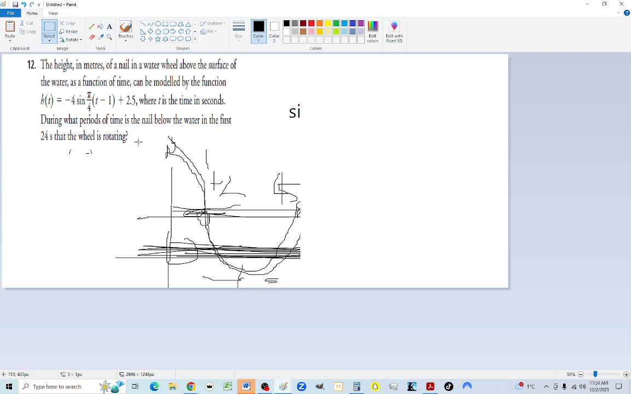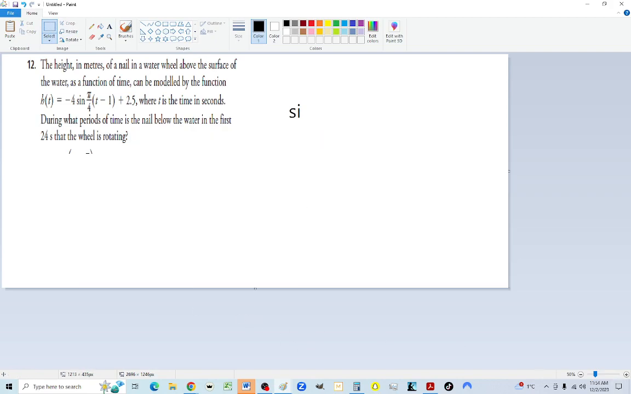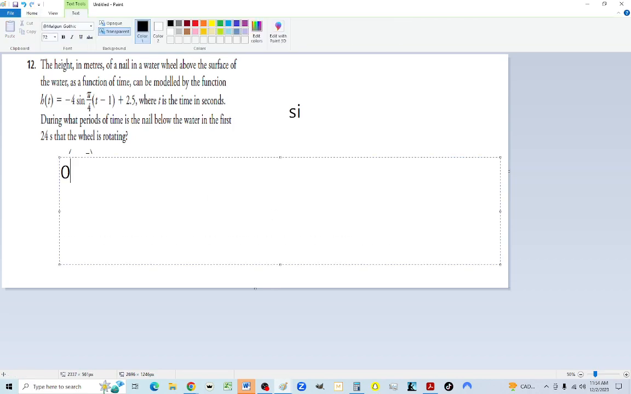Well, under the water here is 0. And you would say, why isn't it 2.5? Because they told us that this height represents above the water. So 2.5 will still be 2.5 above the water. So when is height at the water? When it's 0. So we're going to do the same thing. We're going to say 0 is equal to minus 4 sine angle plus 2.5.